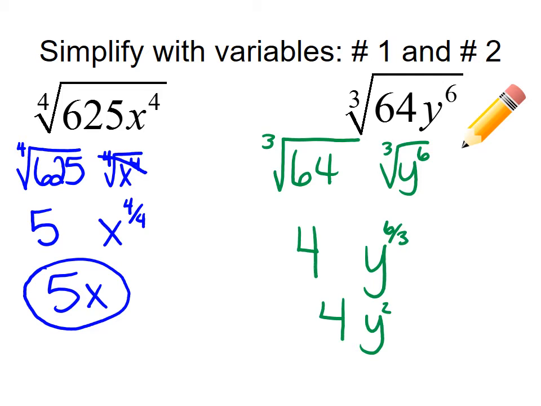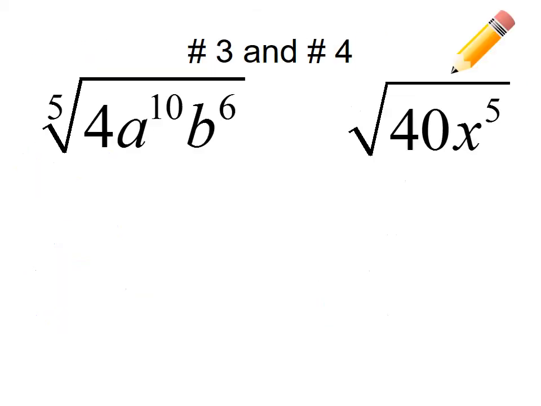Another way to look at it is how many times do groups of 3 go into 6? Well, 2 groups of 3 go into 6. Let's explore that idea a little further. Let's take a look at some more complex examples.